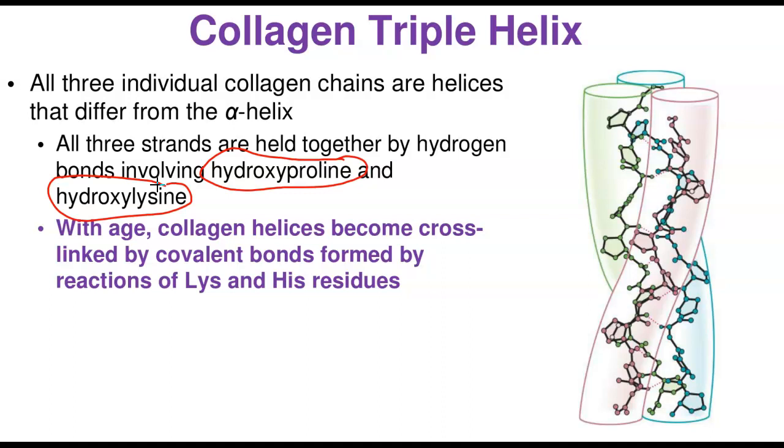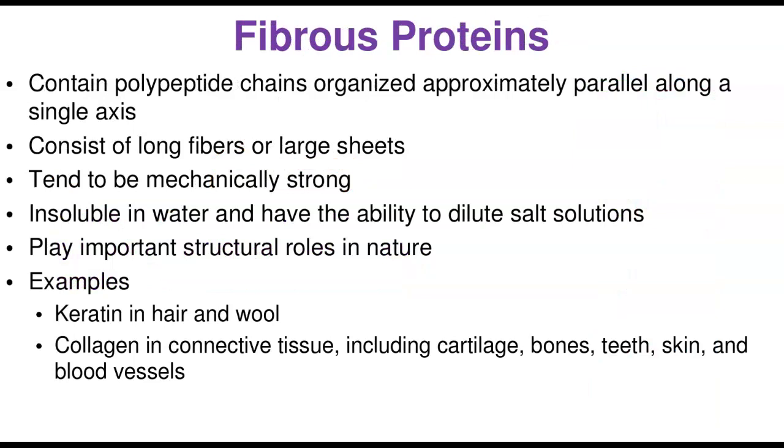Now, with age, collagen helices become even stronger. They cross-link more by covalent bonds formed by the reaction between lysine and histidine residues. So this great strength is what makes collagen a very tough structural component in our connective tissue.